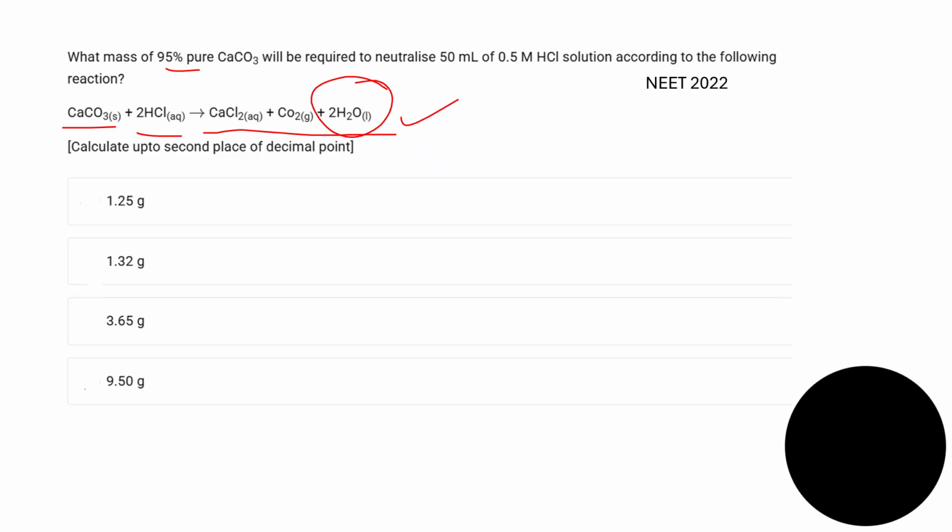How to solve this? There is only one hint: 50 ml of 0.5 molar HCl. Okay, 50 ml of 0.5 molar HCl. We can find the moles of HCl easily from the data.